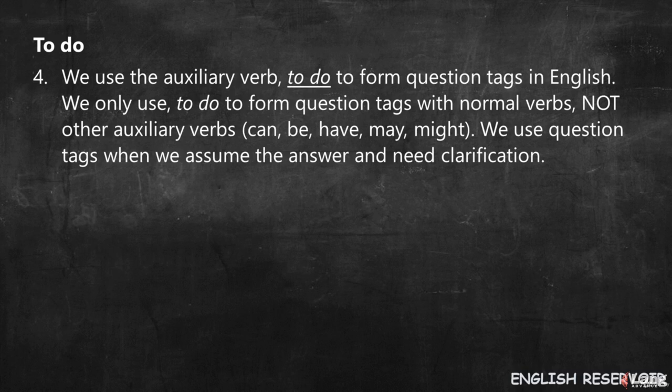To do. 4. We use the auxiliary verb to do to form question tags in English. We only use to do to form question tags with normal verbs, not other auxiliary verbs, i.e. can, be, have, may, might. We use question tags when we assume the answer and need clarification.